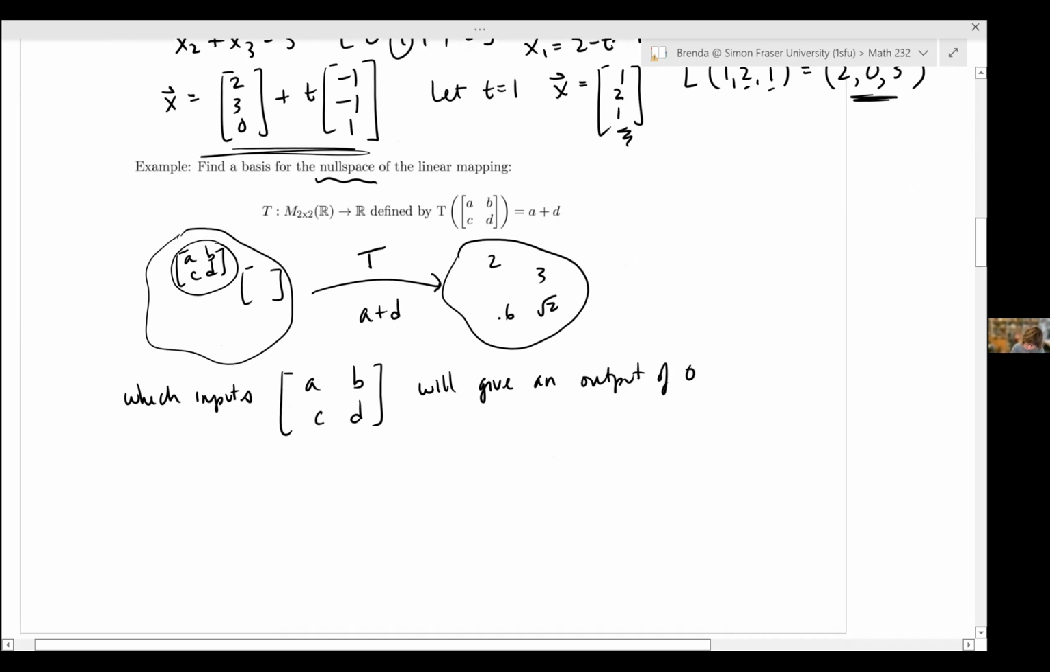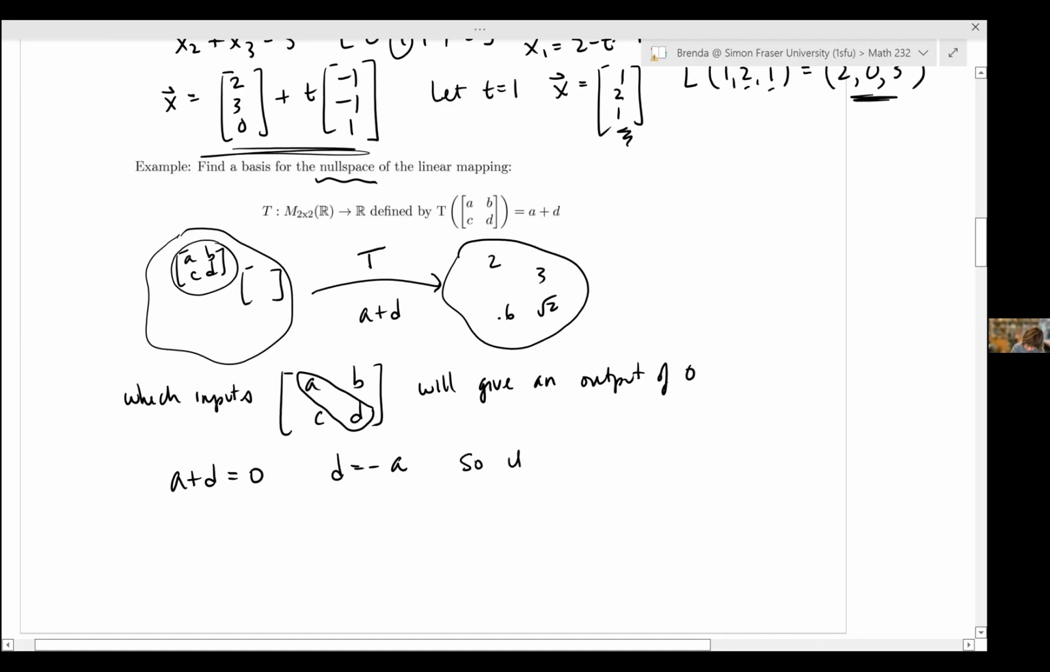Okay, so in order for this to give an output of 0, when the rule is that your output is the sum of those two things, then that means A plus D is going to have to be equal to 0. It isn't going to matter what B and C are, because they're not even included in the calculation. They are irrelevant. They can be anything and it doesn't affect whether the output is going to be 0 or not. Okay, so it's A plus D equals 0, or D is equal to minus A.